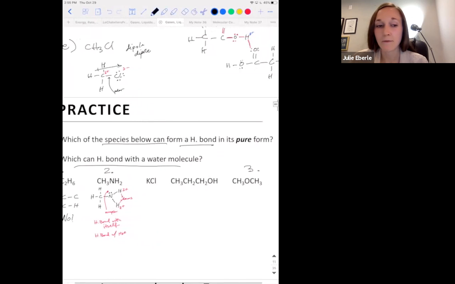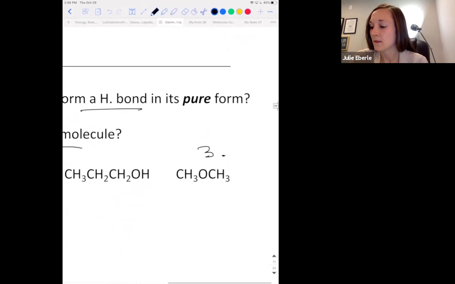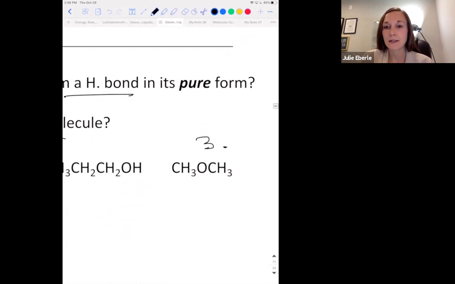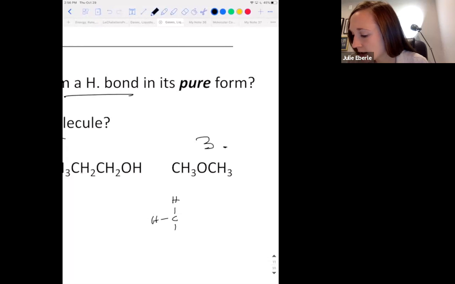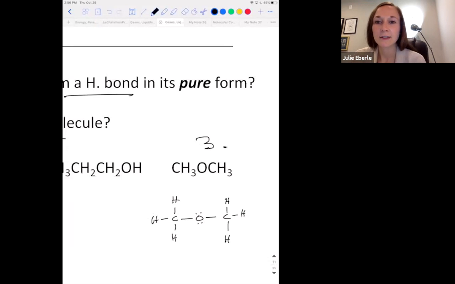So let's go over to number 3 now. CH3OCH3. This is another condensed structure. What do y'all think this looks like? Should have a CH3 bond. All right, this is what you should have. Is that what you have? Is that what it looks like?